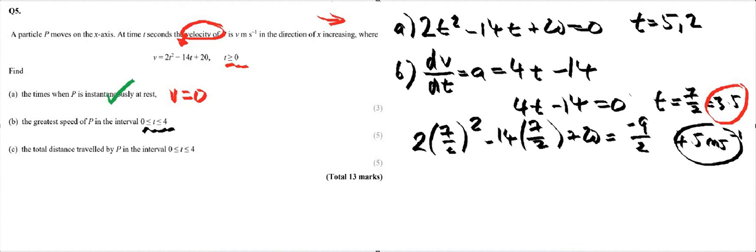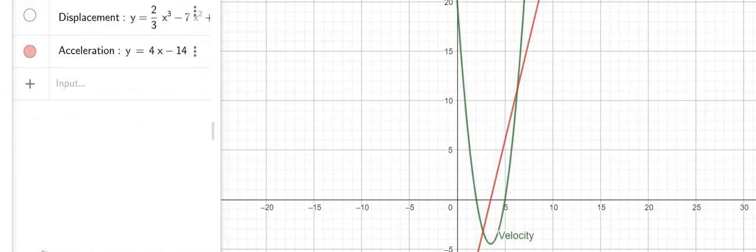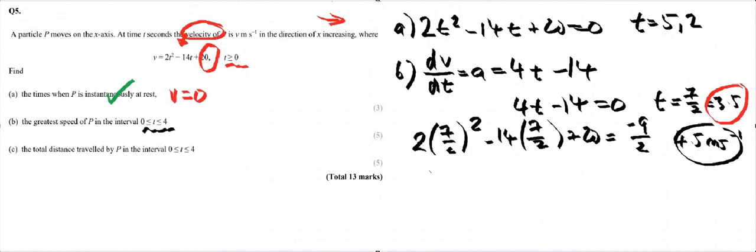But if we look at our velocity equation, when t is equal to 0, that's equal to 20. And again, from our graph, here's the maximum, it's at 20. So between 0 and 4, the maximum speed is 20 meters per second.